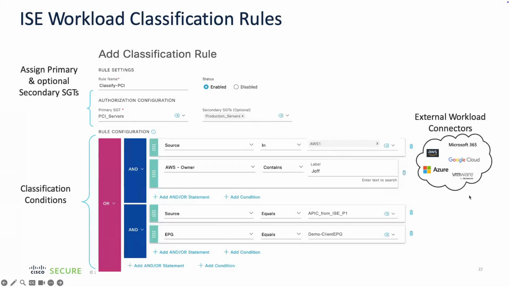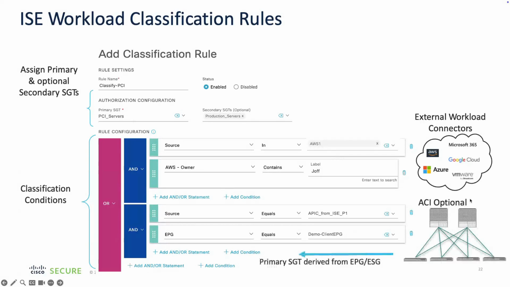But optionally, you can also have a classification rule for ACI. Now, you might think that's a bit strange because with ACI, we're already learning the group. We're learning the EPG or ESG and normalizing that into an SGT. Yes, we are. So that group, the EPG or ESG, is what we put into the primary SGT. So we use a classification rule for ACI if we want to optionally assign a secondary SGT. That's the point of that.